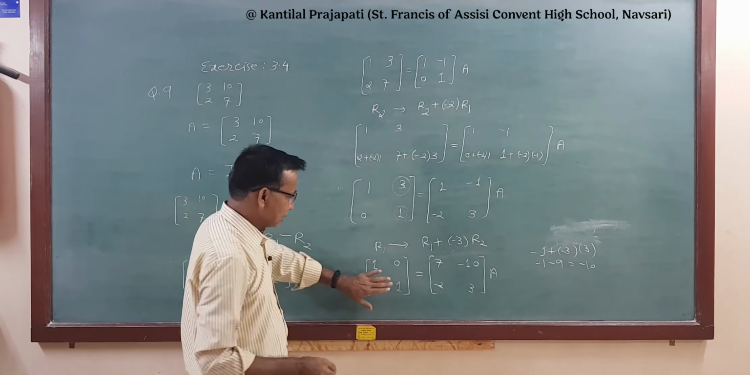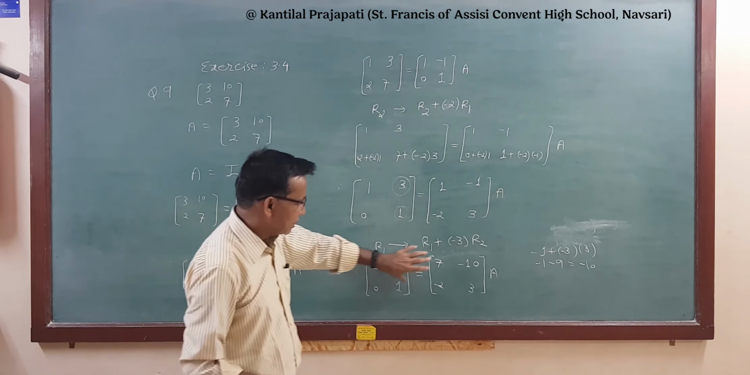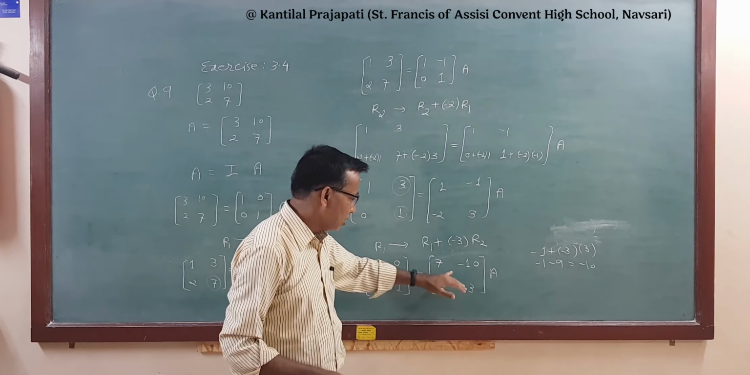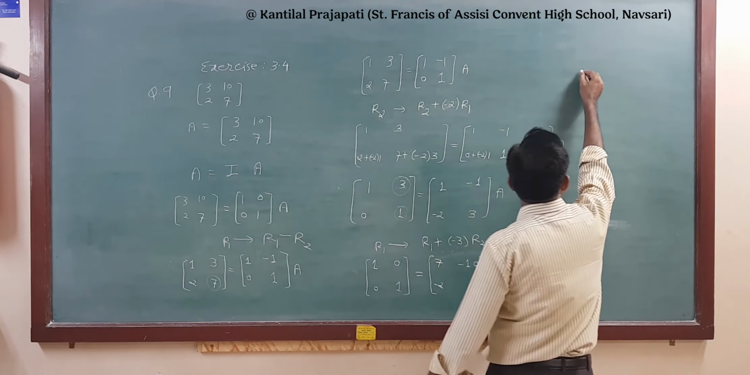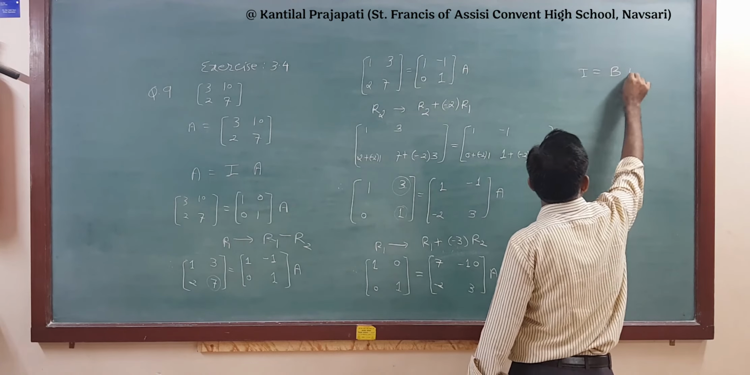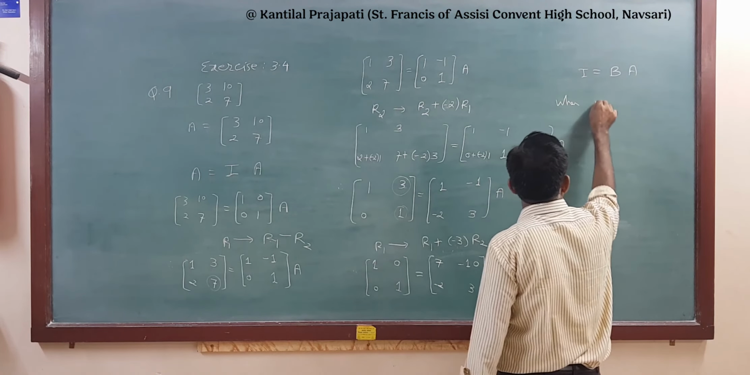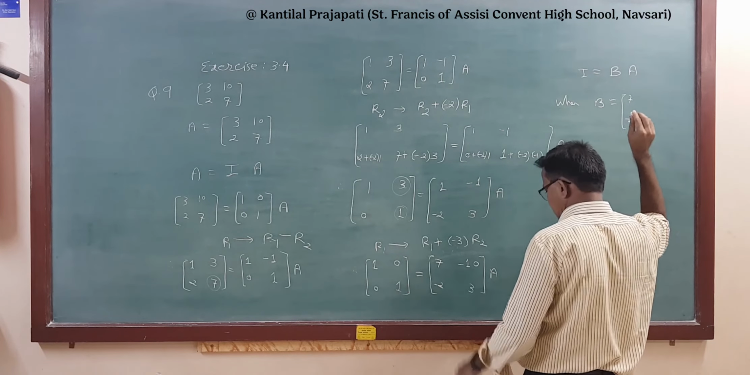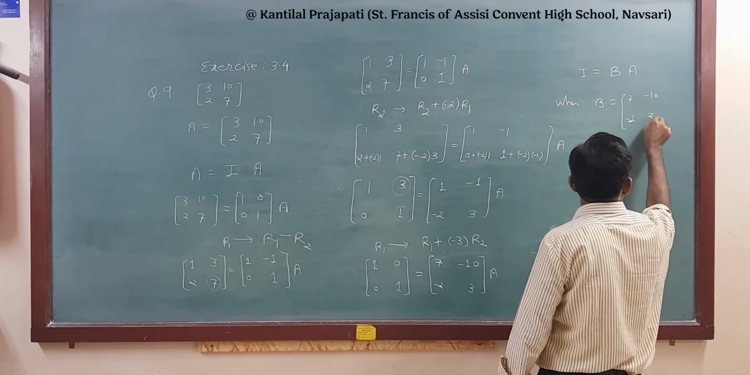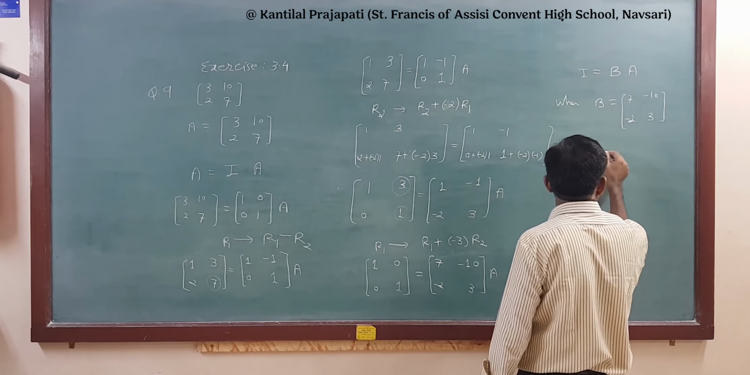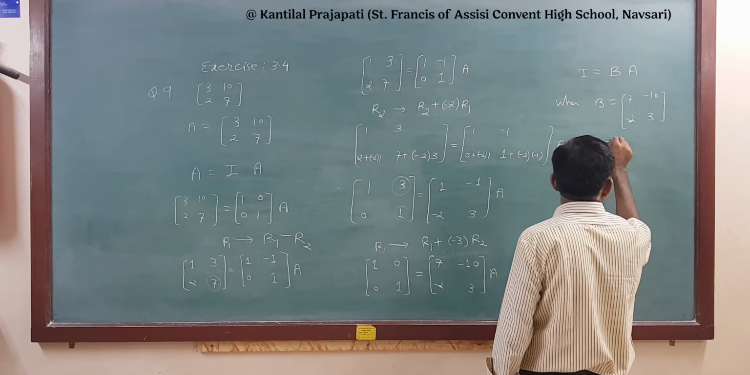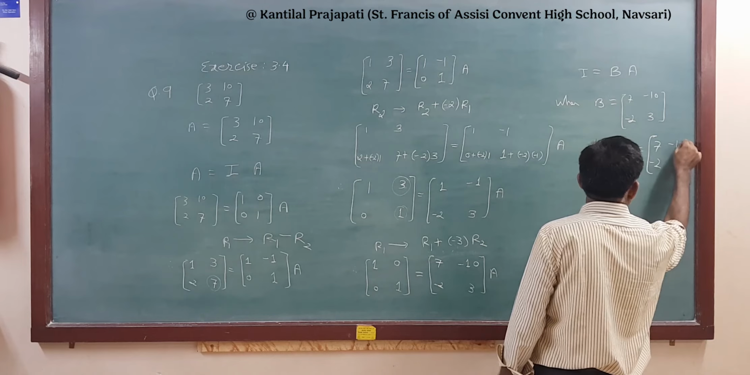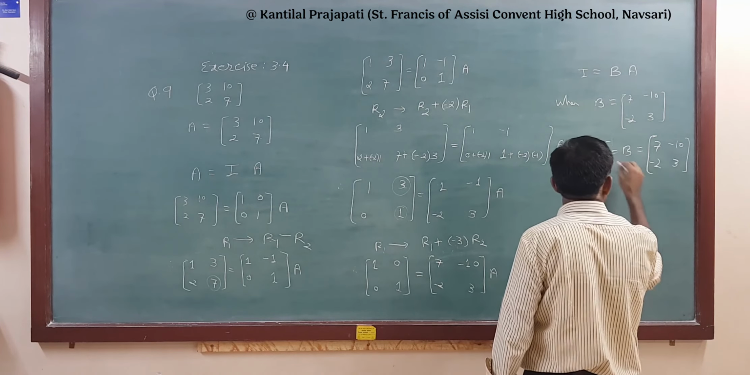So see here, LHS side you get the identity matrix, and in place of I you get the new matrix, that is B. But this matrix B is called the inverse of A. So we write here I is equal to B into A, where B is equal to what? We get 7 minus 2 minus 10 comma 3, and that is called A inverse. Therefore A inverse is equal to B is equal to 7 minus 2 minus 10 comma 3. This is the answer.